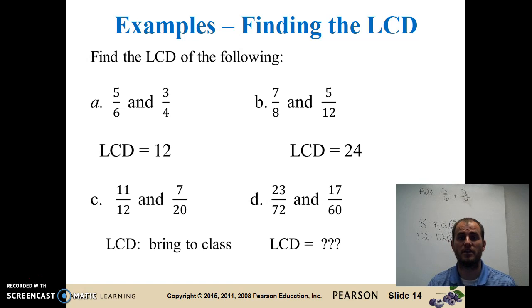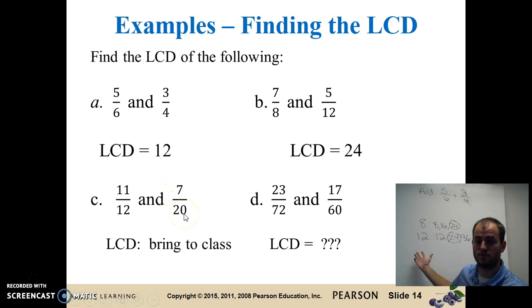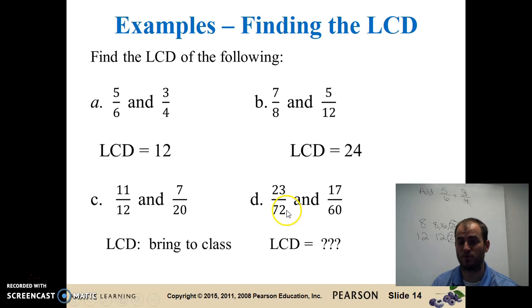So why don't you try to do letter C? Find the least common denominator between 11/12 and 7/20 using this first method. Now this first method doesn't always work very well. So let's look at letter D here. Find the least common denominator between 72 and 60. Listing out the multiples of 72 is hard. 72, 144, 200 and something, okay? It's hard. It's not even worth our time. So there's a second method on how to do this.